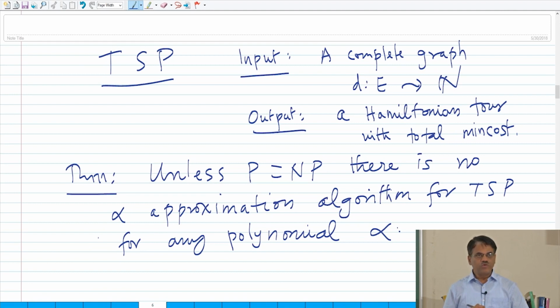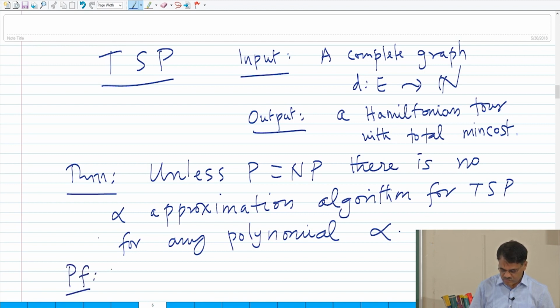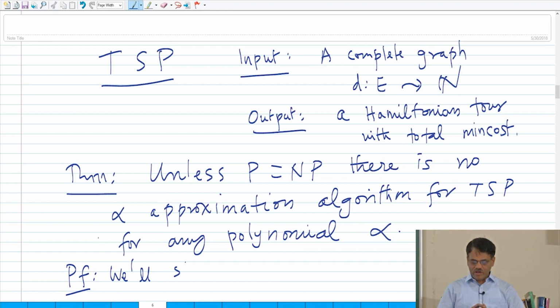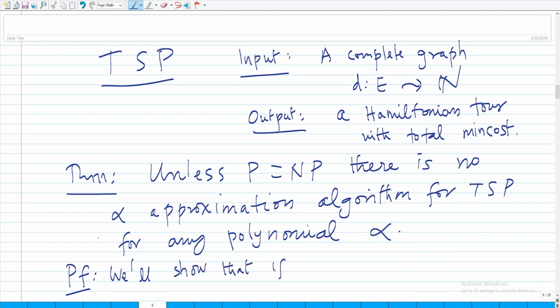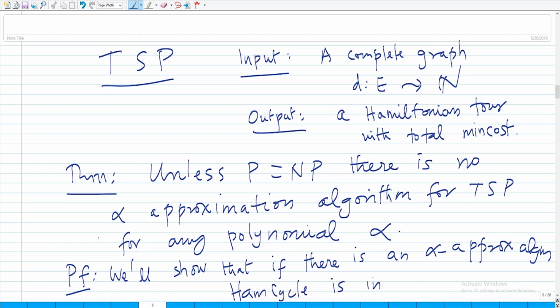The way we will show this: it looks big, right. How can you say that there is no polynomial approximation algorithm? We will show that if there is an alpha approximation algorithm for TSP, the Hamiltonian cycle problem can be solved in polynomial time.